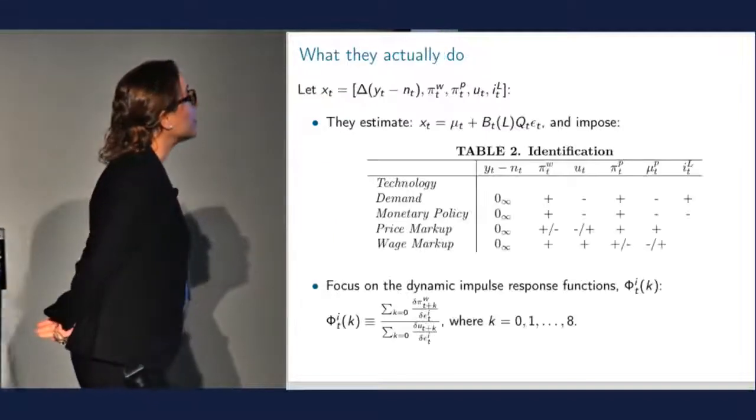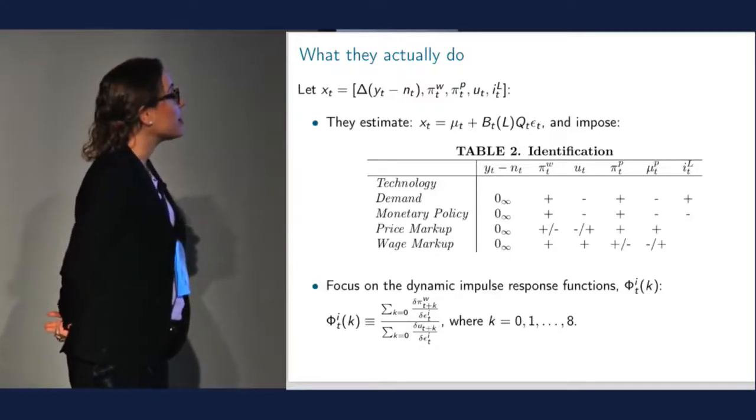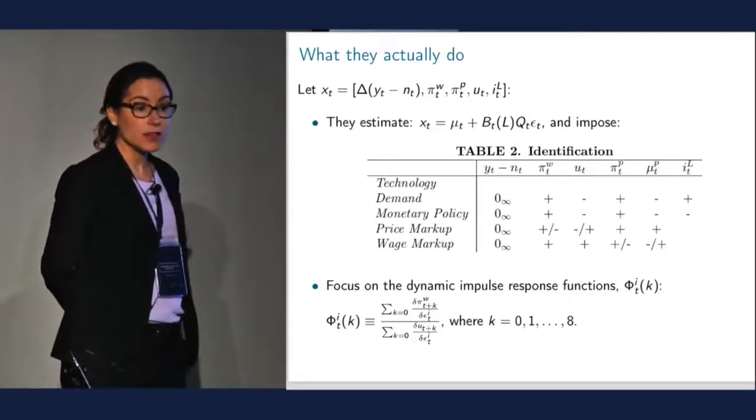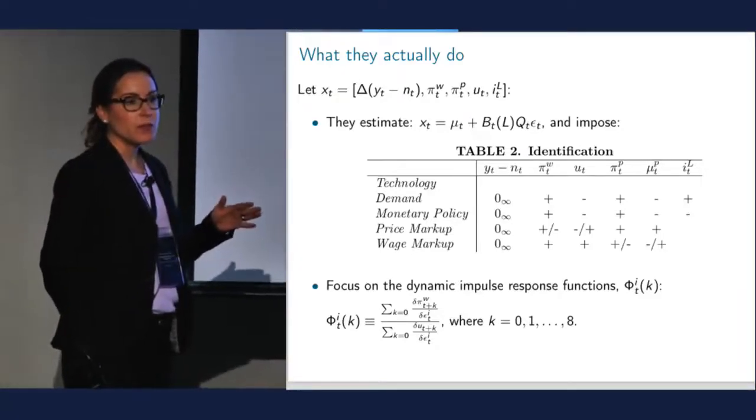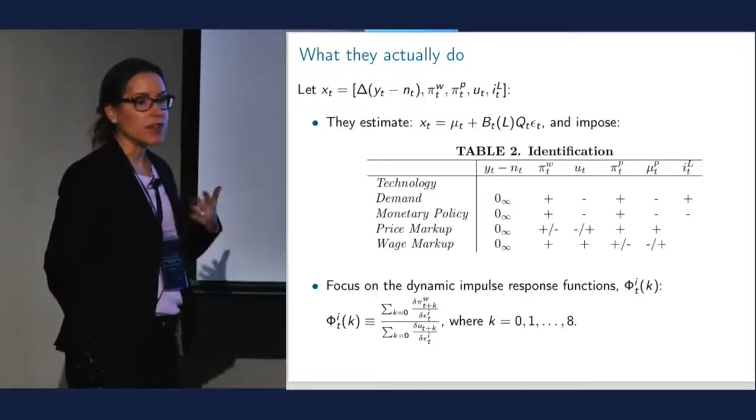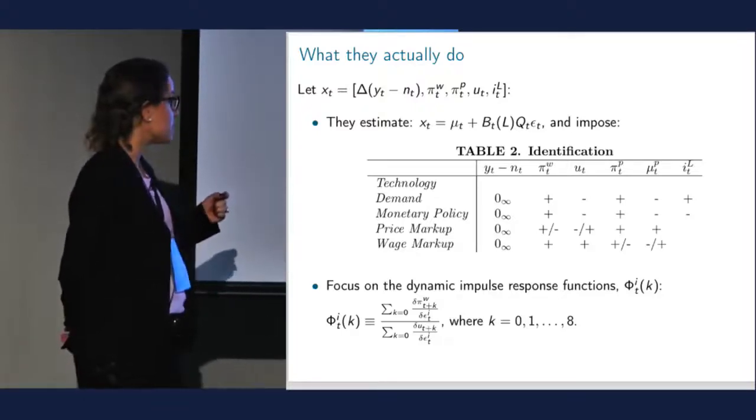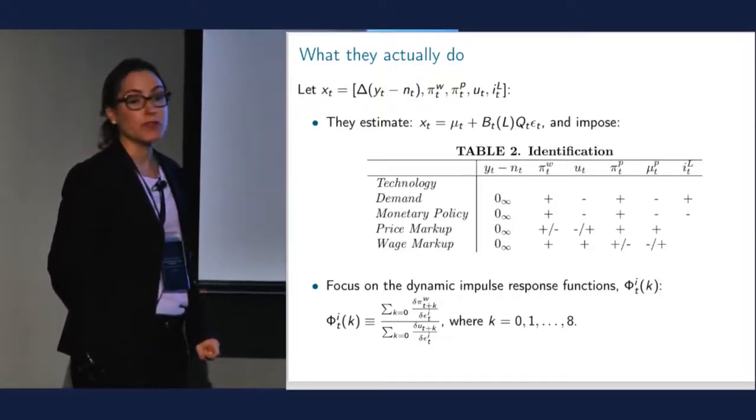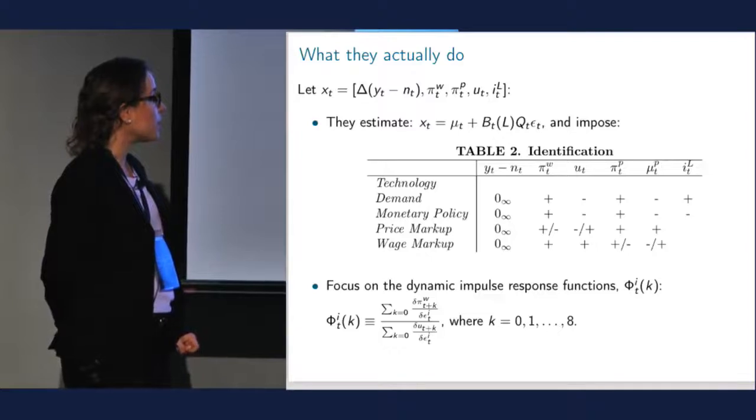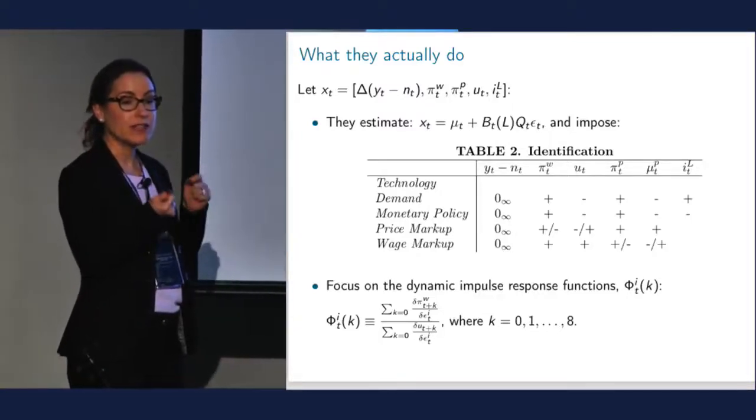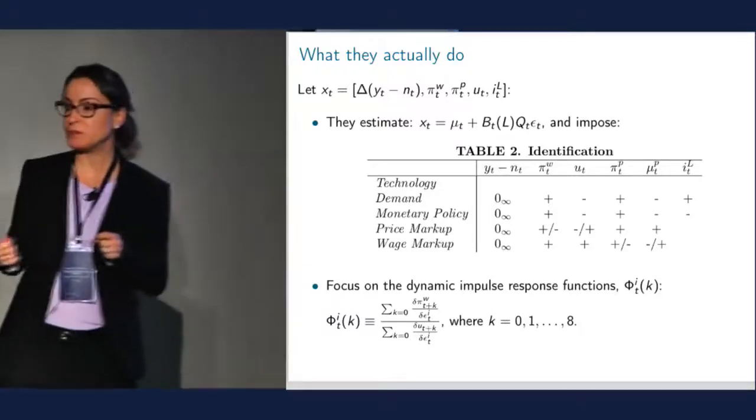A short summary of what they do is, well, they estimate a VAR in which they rely on some identification assumptions. They present a whole set of results in the paper looking at OLS and other types of identification, but one of the most interesting results, which he got to at the end of his presentation, is to look at the dynamic impulse response functions to specific shocks. And those dynamic multipliers give you the relative sensitivity of inflation and unemployment to specific shocks.